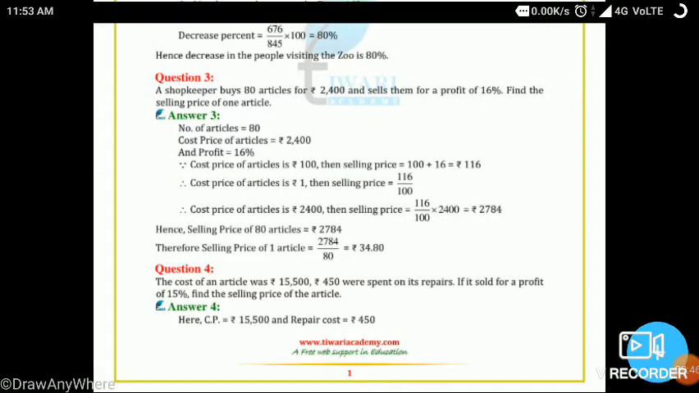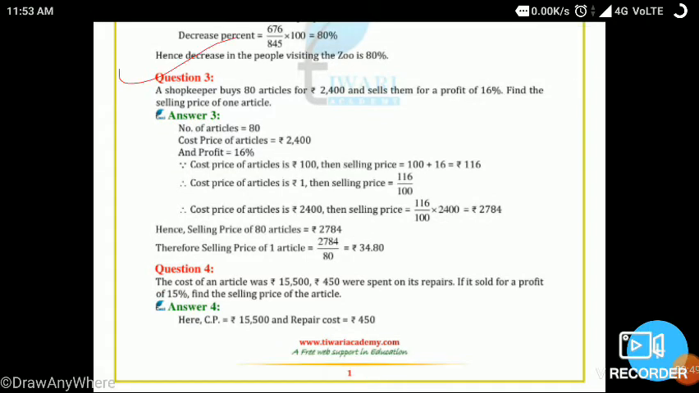Now see question number 3. A shopkeeper buys 80 articles for rupees 2400 and sells them for a profit of 16%. Okay, the shopkeeper buys 80 articles and the total cost was 2400, and after that he sells all these articles at a profit of 16 percent. Find the selling price of one article. So you have to find the selling price of one article.